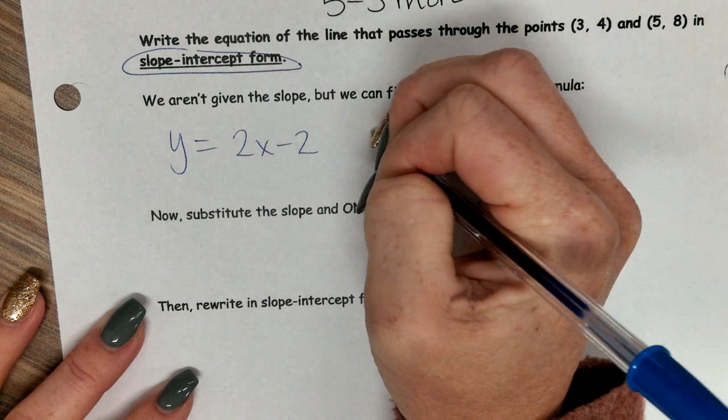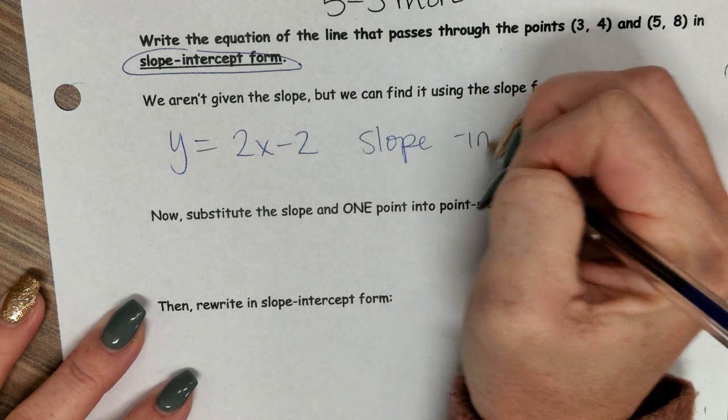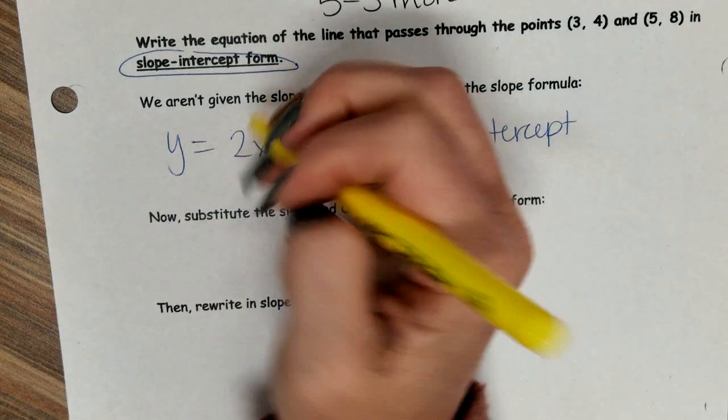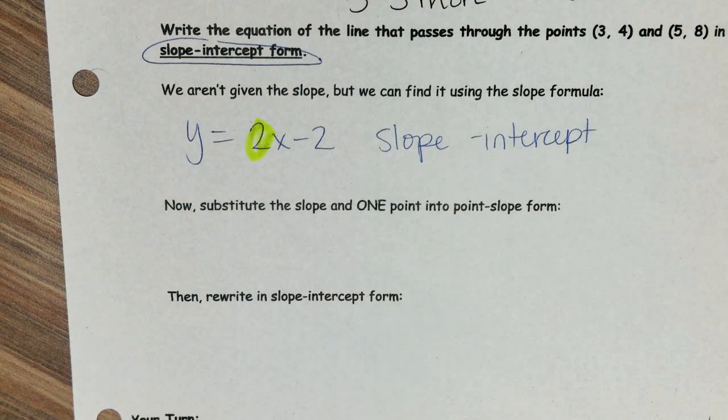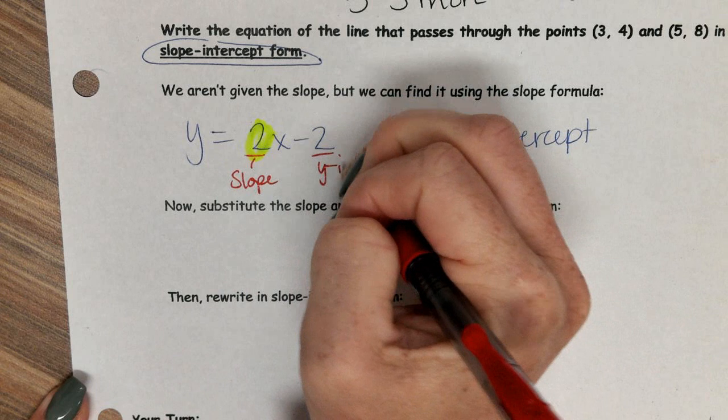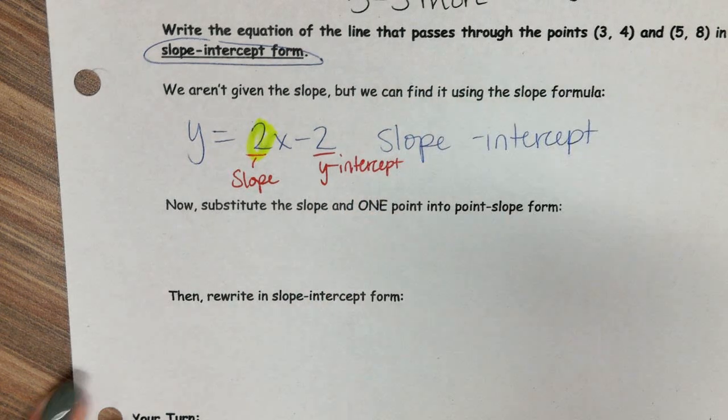This is called slope-intercept form because they gave us the slope and the y-intercept. So this is the slope. This is the y-intercept.